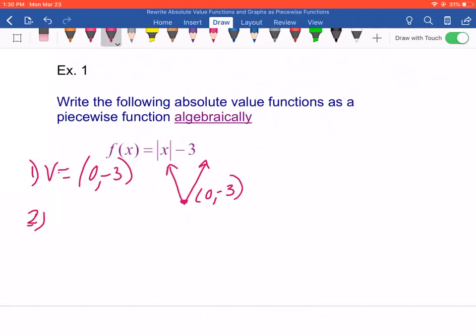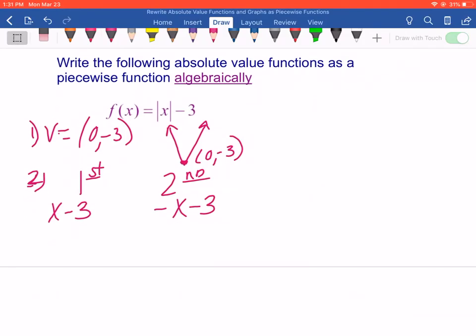For step number 2, we want to go ahead and set up 2 cases. The first case is where what is inside my absolute value bars remains the same with respect to the signs. And in the second case, what is inside my absolute value bars gets negated, right? So every term that is inside my absolute value bars gets a sign change on it. So with the first case, what is inside stays the same, so x -3. In the second case, what is inside my absolute value bars is negated. So -x, bring down your -3. It does not change.